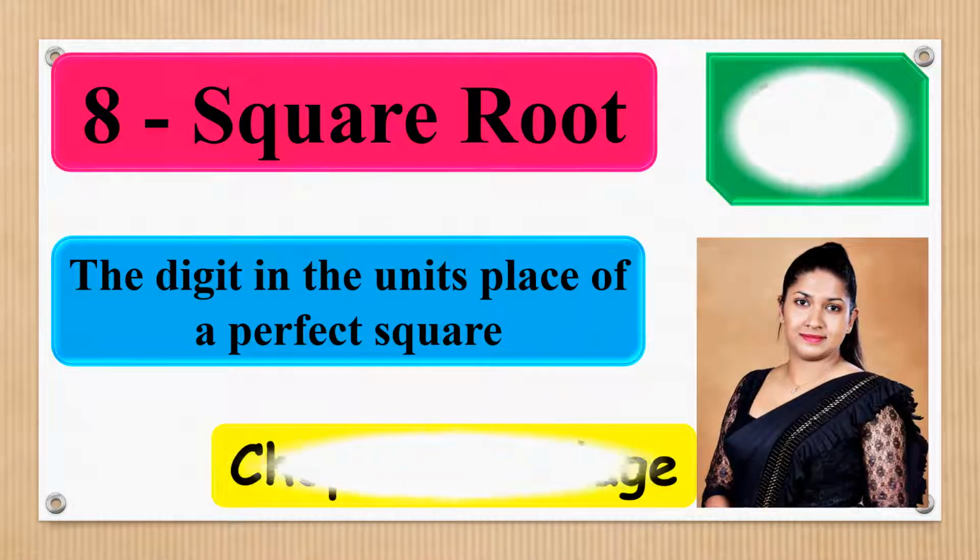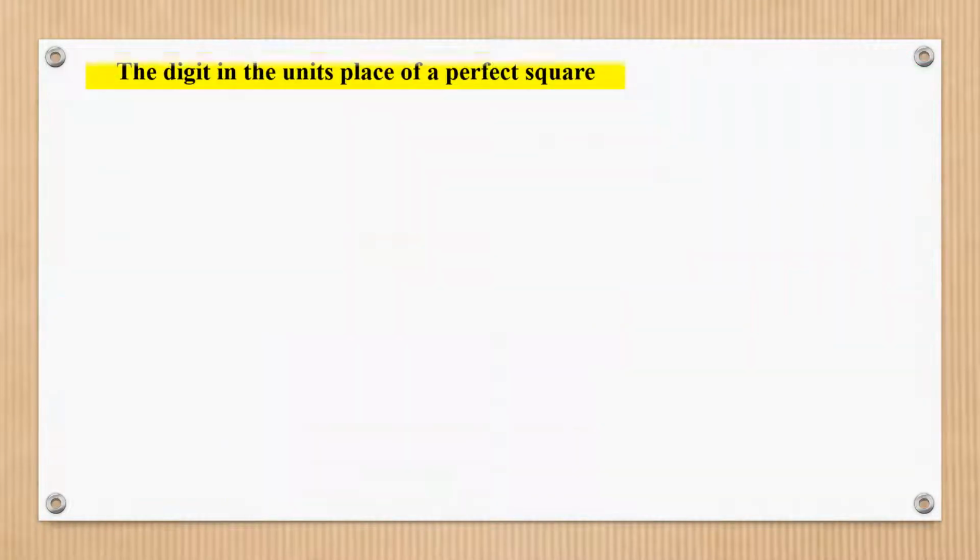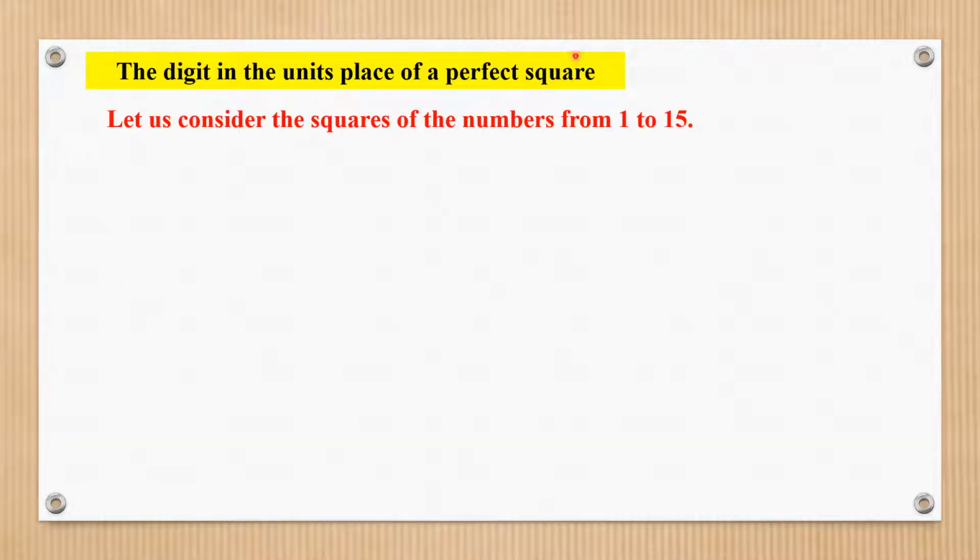In this video, I'm going to teach you about the digit in the unit place of a perfect square. Okay, now let us consider the digit in the unit place for perfect squares. So let us consider the square numbers from 1 to 15.